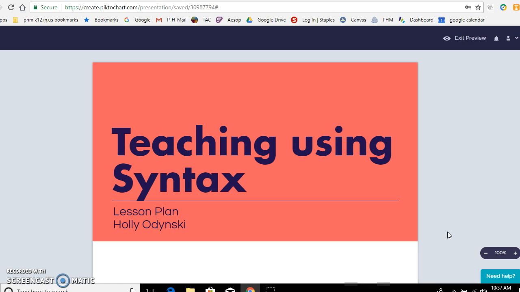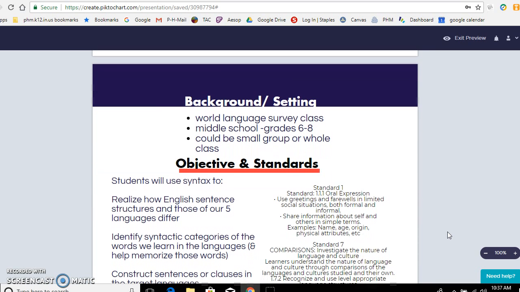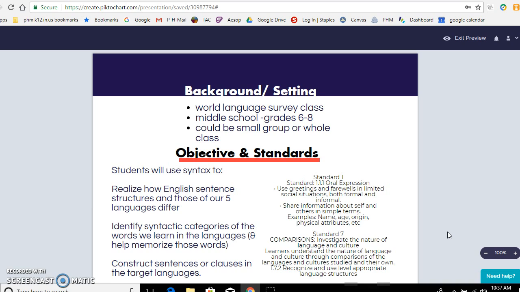But this is my lesson, teaching using syntax, and I'm just going to go ahead and give a shout out to Dr. Versalati. She did help me come up with this idea, and then I developed it from there.